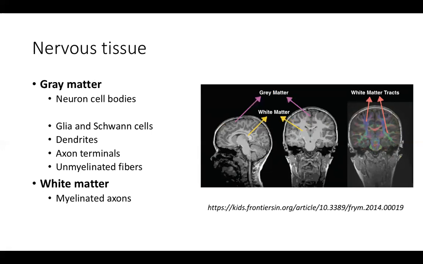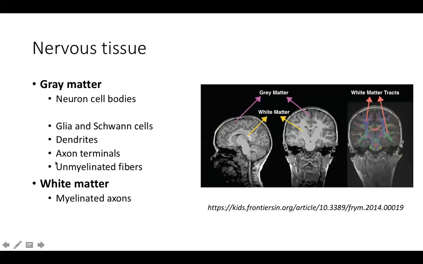The gray matter here is made up of mainly neuron cell bodies. They're also made up of other types of cells that are involved in supporting neurons, specifically glia and Schwann cells. Dendrites are also part of what makes up gray matter, as well as terminals of axons and other types of fibers that are related to nervous system transmission.